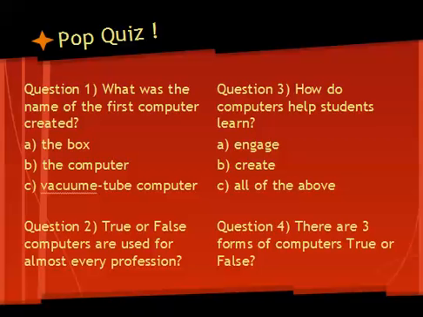Last one. Question number 4. There are three forms of computers: true or false. All right, fourth graders, go ahead and set down your pencils and pass your papers forward.